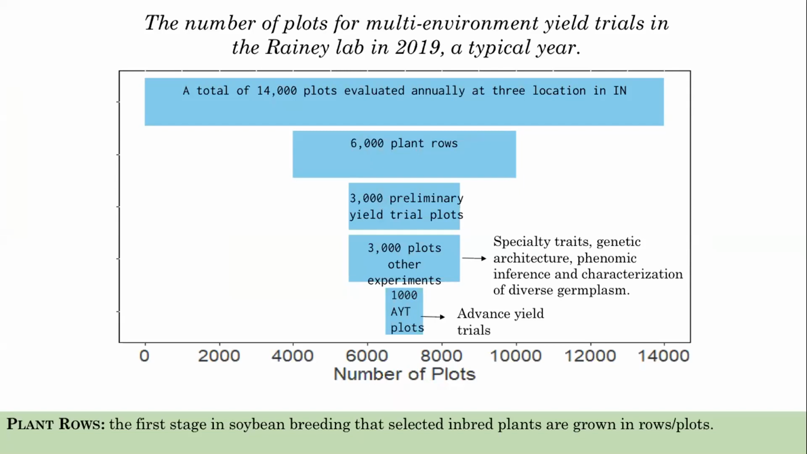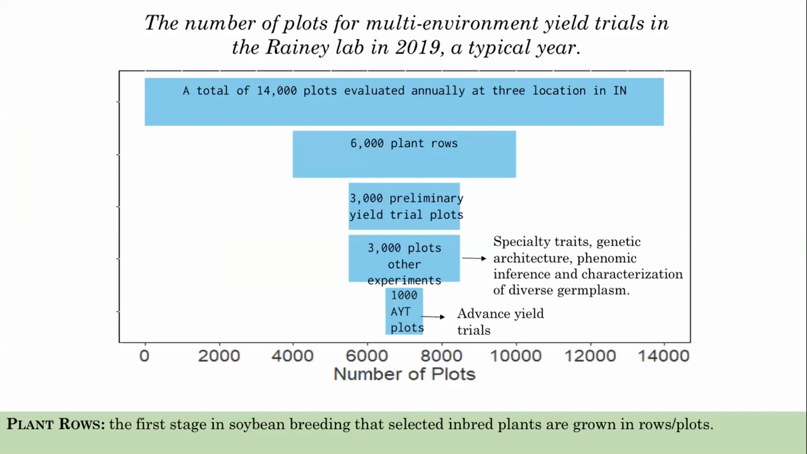This is an illustration of what we had in 2019, which is typical, our pipeline tends to remain consistent from year to year. So we have about 14,000 plots that we evaluate at 3 or 4 locations in Indiana, and divided into things like the plant or progeny rows, and then moving forward into preliminary and advanced yield trials as we do our selections, primarily based on yield, but also using the UAS data.